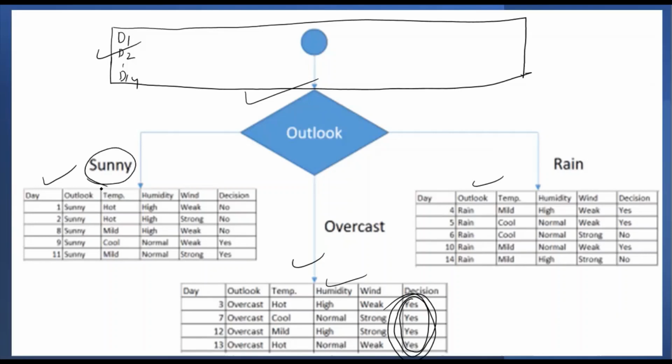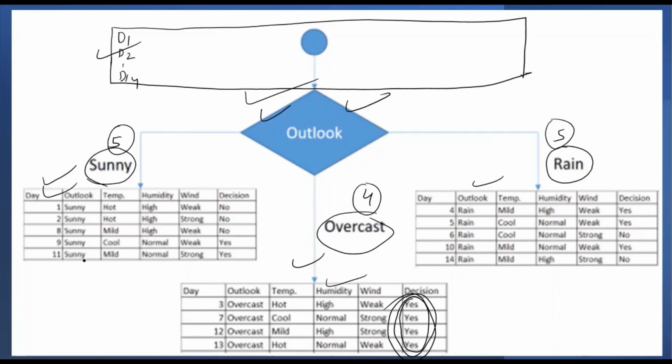Now, whatever way we have started from here, we'll start from here once again. From Sunny, you have to start once again the same thing. If Outlook you have decided to take as the first node, then there are 3 cases. In Outlook you had sunny, overcast, and rain, if you remember. 4, 5, 5. We have divided the whole data set from this level to this level in 3 ways. We have 5 here, and 4 here. This 4 we will not worry about. We'll start with this data set once again.